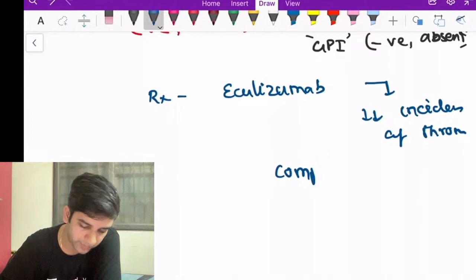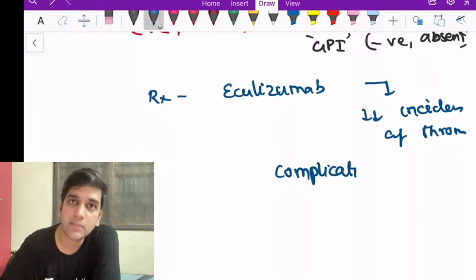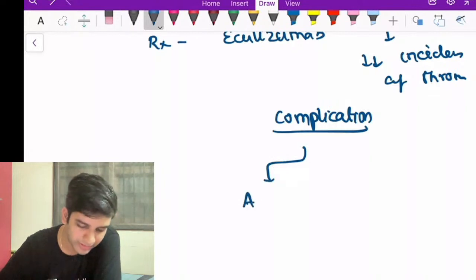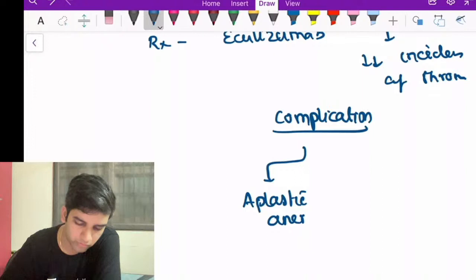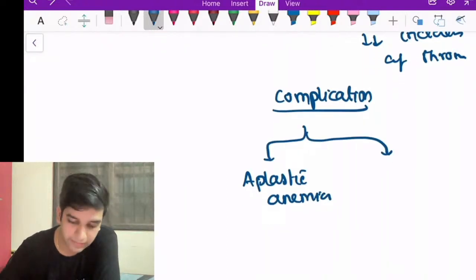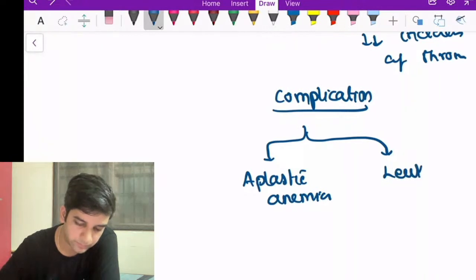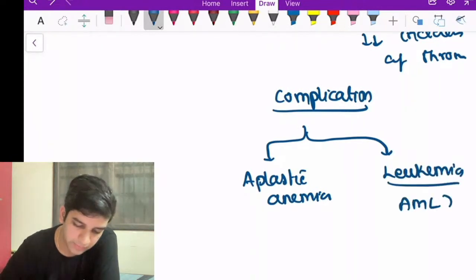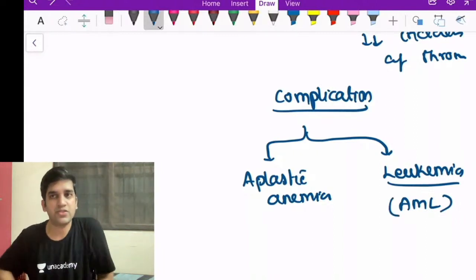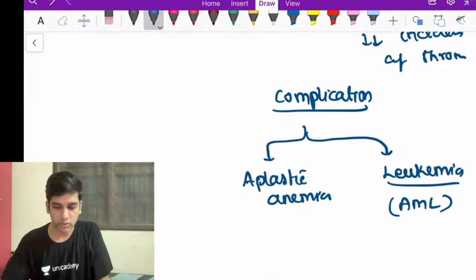Complications are more worrisome for PNH. It's an acquired mutation of the stem cell, so I can have two complications. It can progress to aplastic anemia, as the entire stem cell can become abnormal. The clone can survive and become aplastic anemia, or it can transform to leukemia, most likely AML, acute myeloid leukemia. These two are known complications of PNH, so that becomes troublesome for us when handling the patients. Fine. Okay, that's in short about PNH.